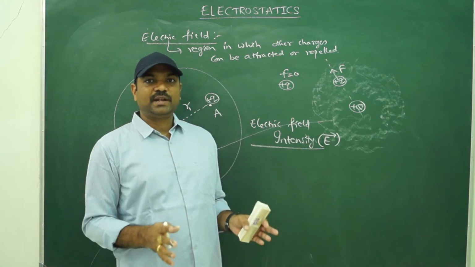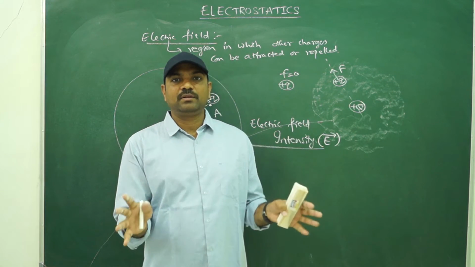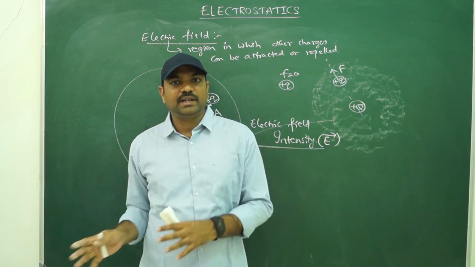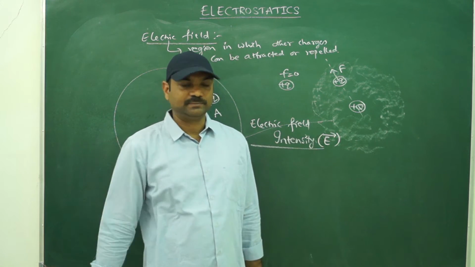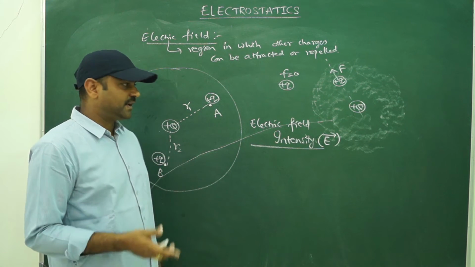And similarly you will get gravitational field intensity also. This entire chapter is a replica of the gravitation chapter. So whatever you study here, with little changes you will get the gravitation part. So let us go on to what is this electric field intensity, how it is defined.